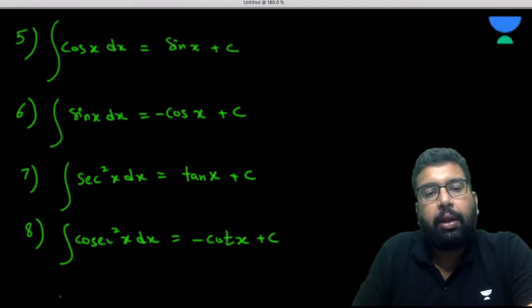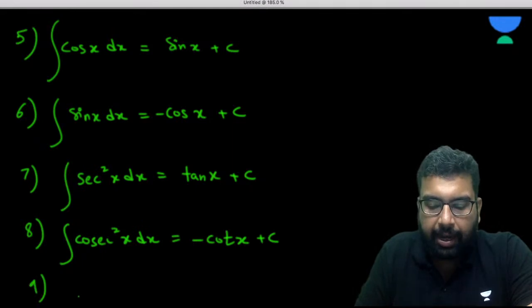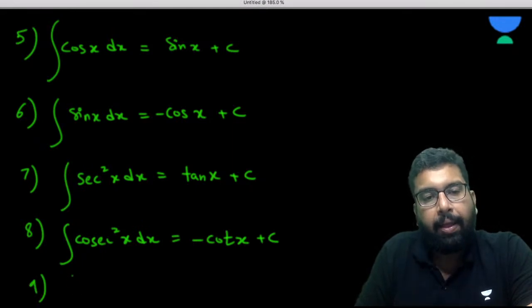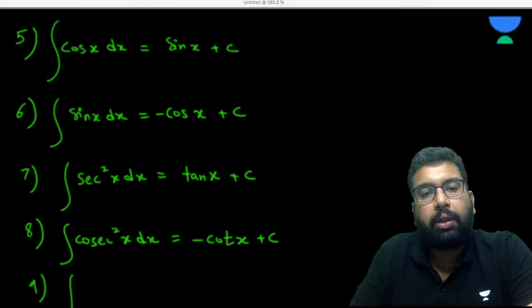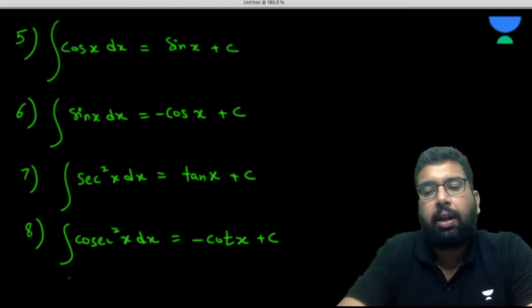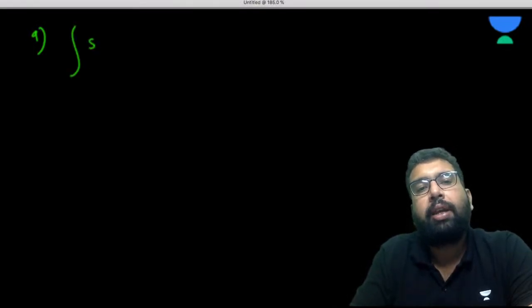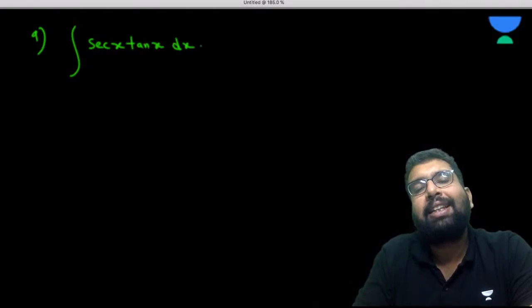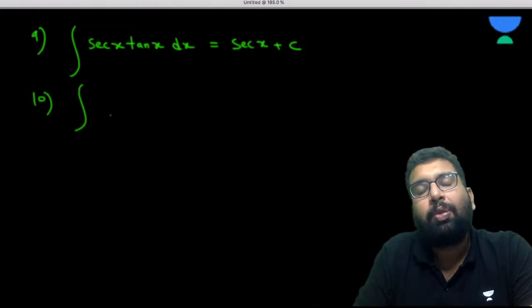Okay. Now, what was the differentiation of sec x? I'll just move to the next page. What is the differentiation of sec x? The differentiation of sec x was sec x tan x. So if you integrate sec x tan x, you are going to get sec x plus c, right? Now similarly, what was the differentiation of cosec x?